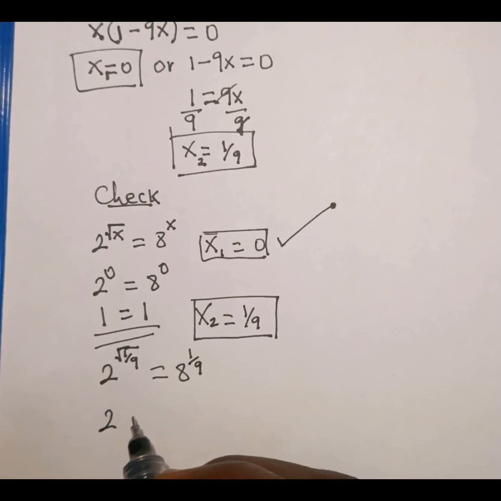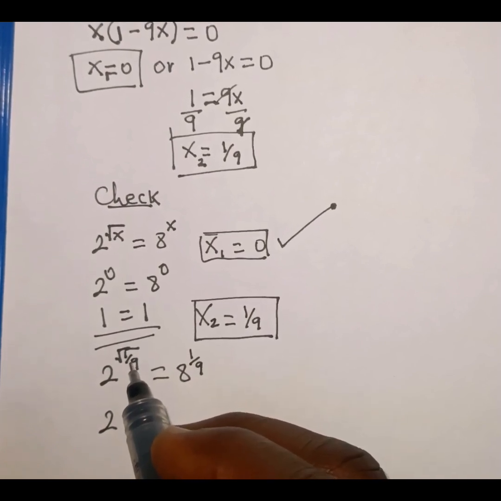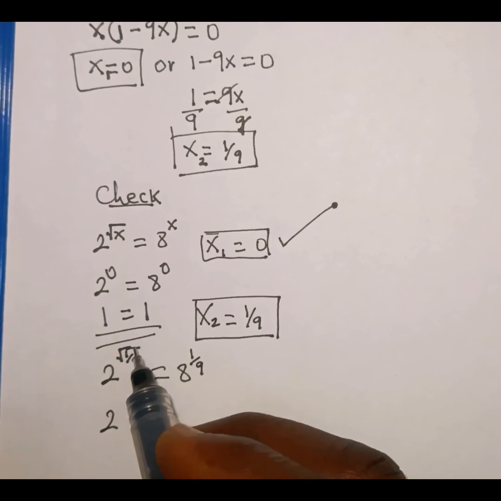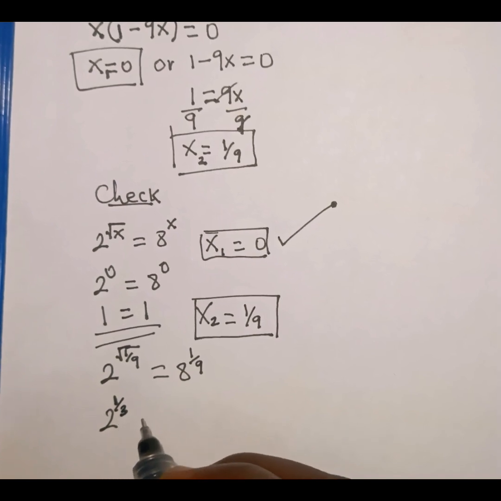Here we have 2, and recall that when a division separates two terms inside a square root, we are free to take the square root separately. So when we take the square root of 1, it is 1. When you take the square root of 9, it is 3. So we have 2 raised to the power of 1 over 3.